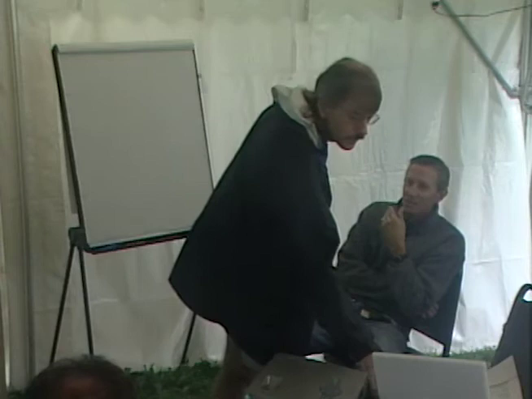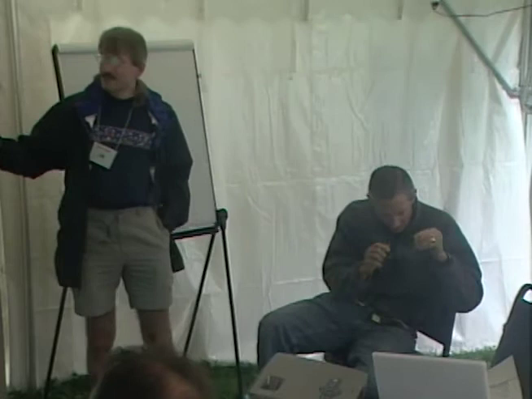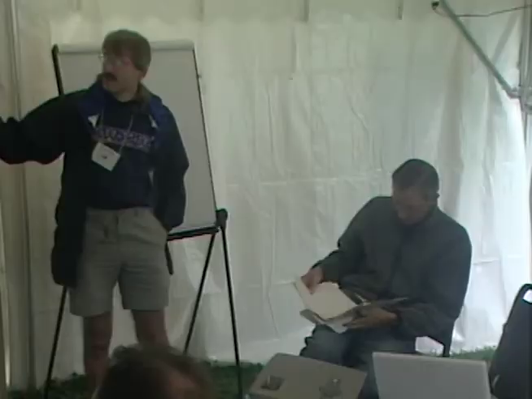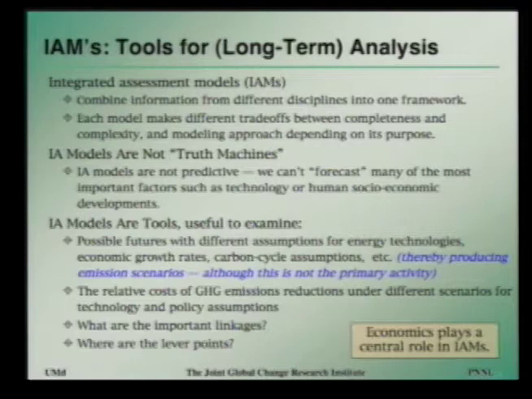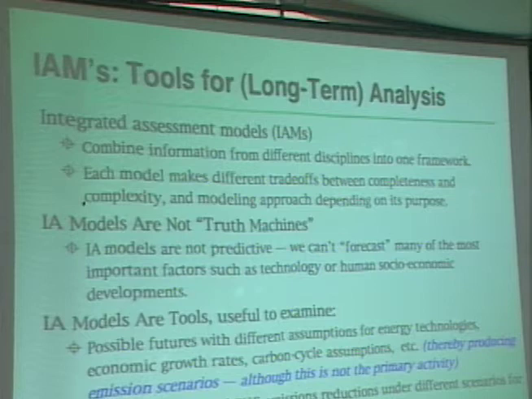Well, let me go to this next slide because this hits at some of these issues. Some of you may have seen a similar version of this slide before, but let me just talk about what these models do and I'll get right back to this question. These are tools for long-term analysis in our community, but there are integrated assessments you can do for different timescales. The goal is to combine information from different disciplines in one framework. The example I use is that the goal of our model is not to figure out what the climate sensitivity is. That's an input parameter. The goal of our model is to figure out the implications of the climate sensitivity if it's this number or that number. The same is true for other pieces of the system.